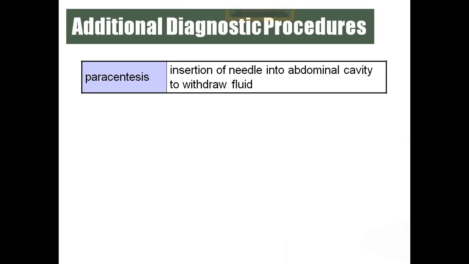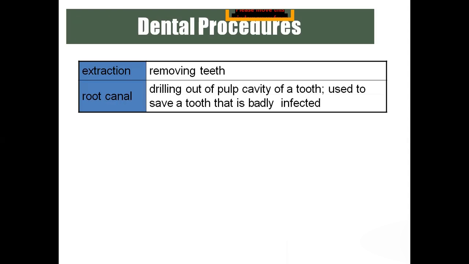And paracentesis. If the person has an excessive amount of fluid in the peritoneal region, they will insert a needle to collect that fluid for examination. Collecting the fluid by a needle, we call paracentesis. Extraction means removal of the teeth. And root canal, we all know, drilling the pulp of the cavity to partially save the tooth. If the person has any dental caries, they will put an artificial crown.